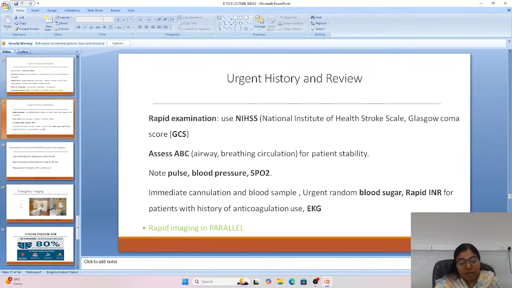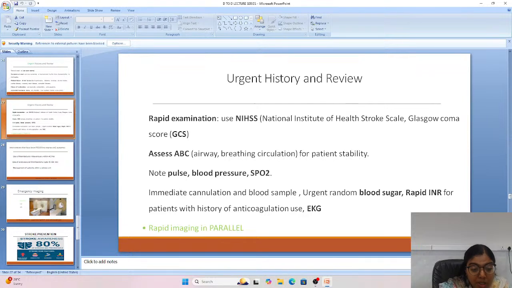Then in an emergency, we need to do the urgent NIHSS scoring of the patient. And at the same time, we assess the ABC of the patient, that is airway and breathing. Note the pulse, BP, and saturation. Immediate cannulation and blood sampling is important. Urgent random blood sugar, and rapid INR for patients on anticoagulation, is important.